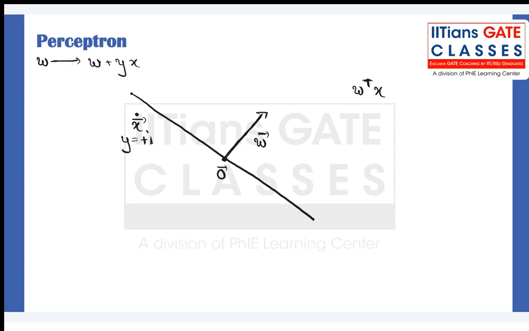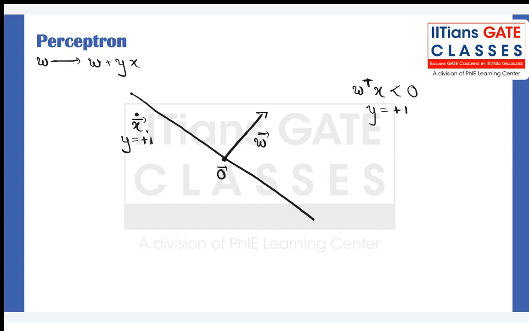Is it less than 0 or greater than 0? Yes. If you see carefully, this X vector falls below the line. So your W transpose X will be less than 0, and your y was plus 1. Your true value is plus 1. So this is a misclassification.